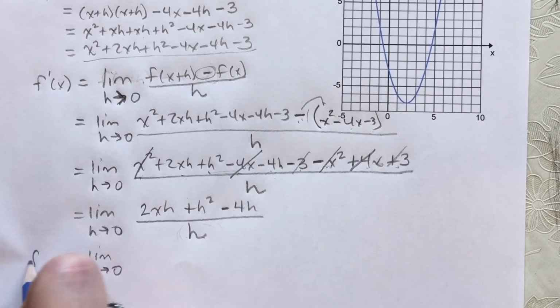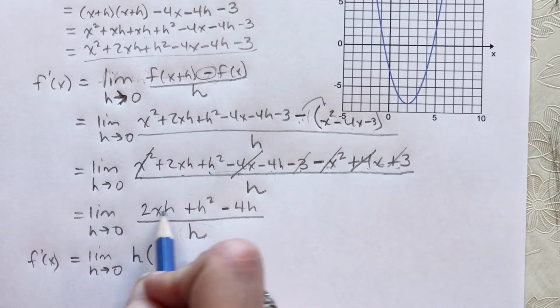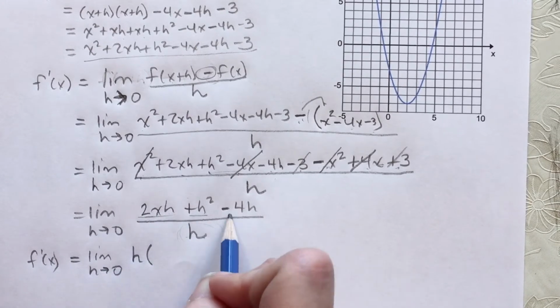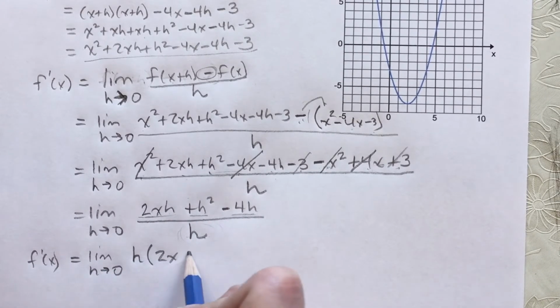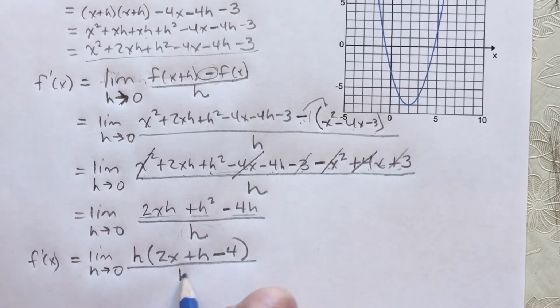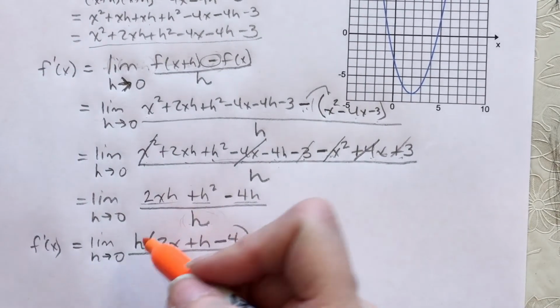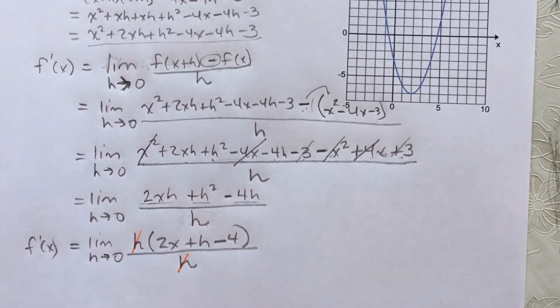So f prime of x is now coming down to the limit as h approaches 0 of, if I common factor an h out of the numerator, I would mentally divide each of these terms by h. I've got 2x plus h minus 4, over h. And now I've got h times and divided by h in the same fraction. Those can divide out.